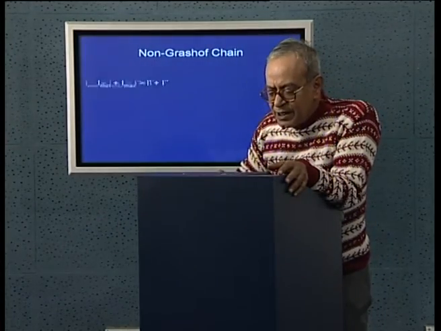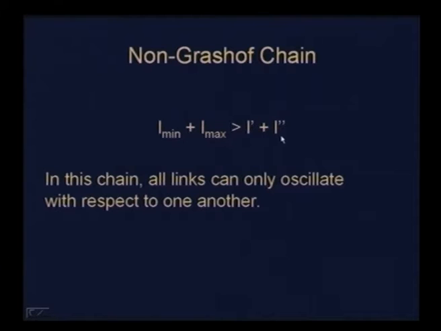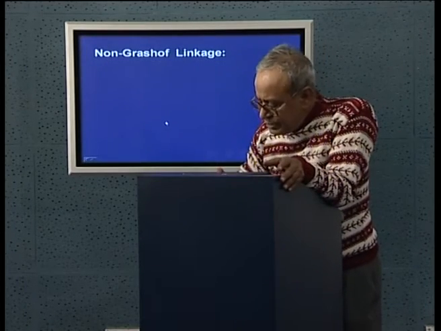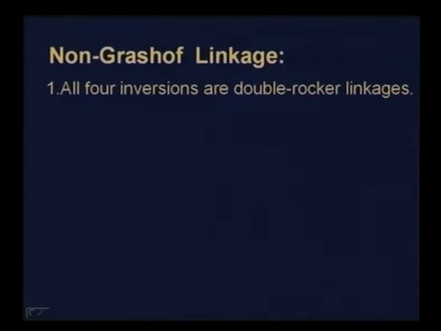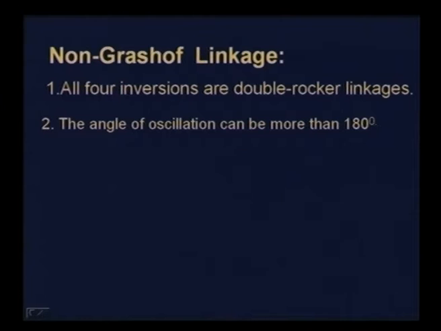Let me now discuss the non-Grashof chain. A non-Grashof chain is defined as L min plus L max is greater than L prime plus L 2 prime, where L min is the shortest link length and L max is the longest link length, and the other two link lengths are L prime and L 2 prime. Now, in this non-Grashof chain, whatever may be the inversion, all links can only oscillate with respect to one another. So, in a non-Grashof linkage, all four inversions are double rocker linkages, because all the links can only oscillate with respect to one another. However, the angle of oscillation can be more than 180 degrees, whereas in a Grashof chain the angle of oscillation was always less than 180 degrees.